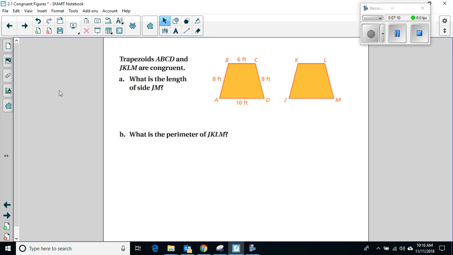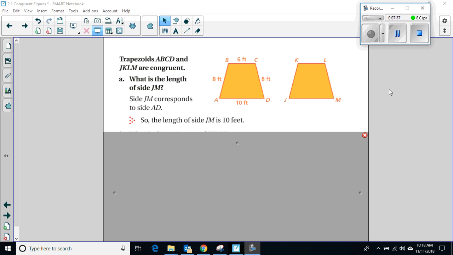Now let's take a look at these two trapezoids. Trapezoid ABCD and trapezoid JKLM are both congruent. I'd like you to answer these two questions. What is the length of side JM? And then what is the perimeter of trapezoid JKLM? Go ahead and pause the video and try these two on your own.